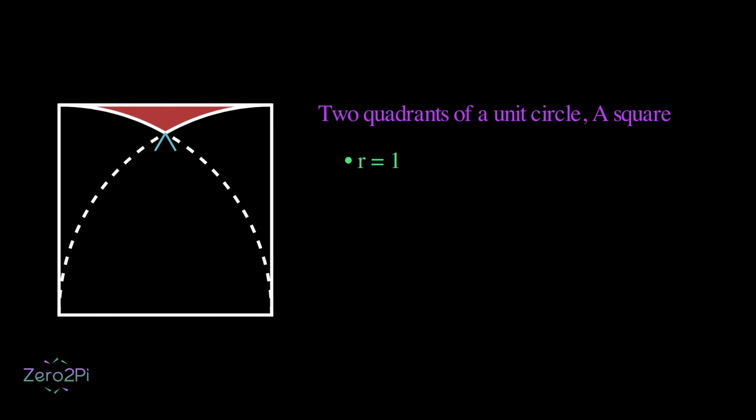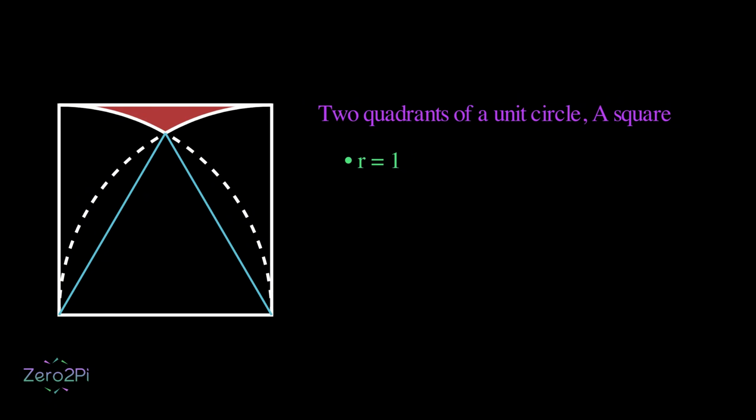Draw lines from where the arcs meet down to the bottom corners, forming a triangle. Since the radius of each circle is 1, both sides of the triangle have a length of 1. Watch how the radii move along the arcs, forming the shape of the triangle. Rotating these two lines along the quarter circles gives us two important conclusions.